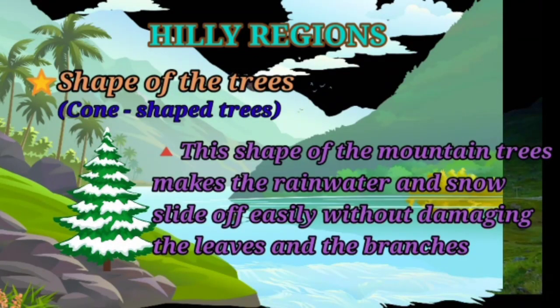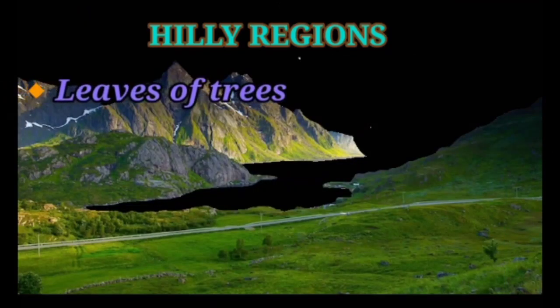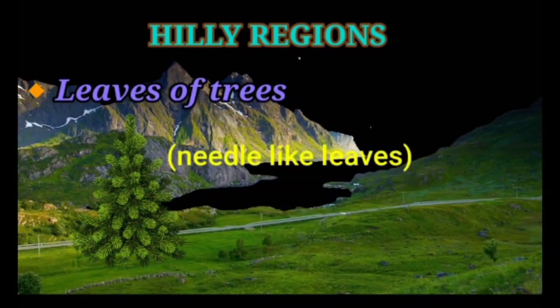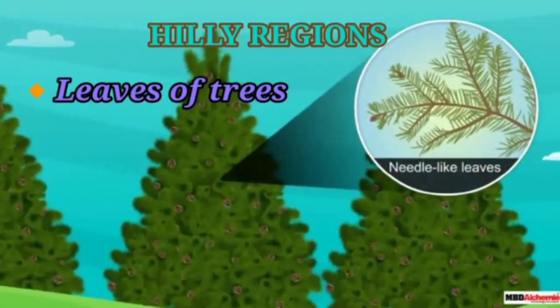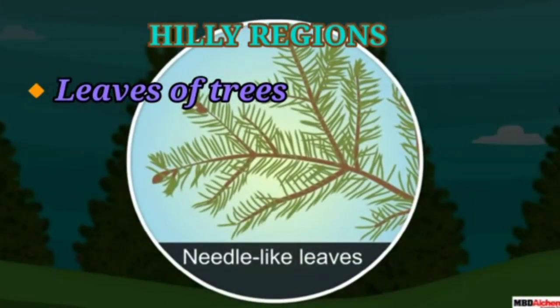This shape of the mountain trees makes the rainwater and snow slide off easily without damaging the leaves and the branches. The next adaptation is in the leaves of the trees. Leaves are green in color and also needle shaped. Trees in mountains have needle-like leaves which are very tough and help them survive in cold and snow. Look at the leaves. They are so fresh even in the very cold climate.